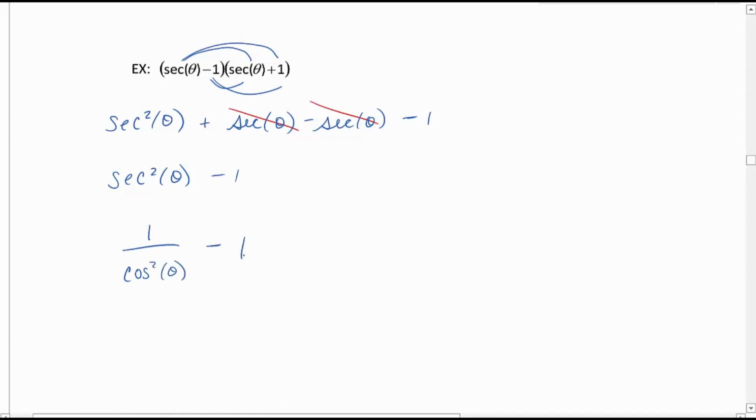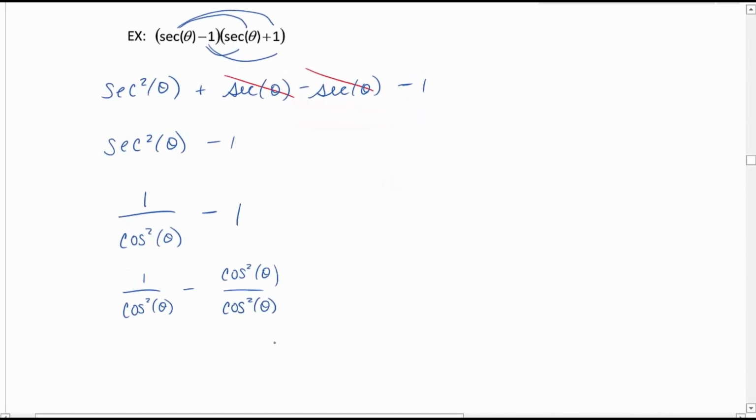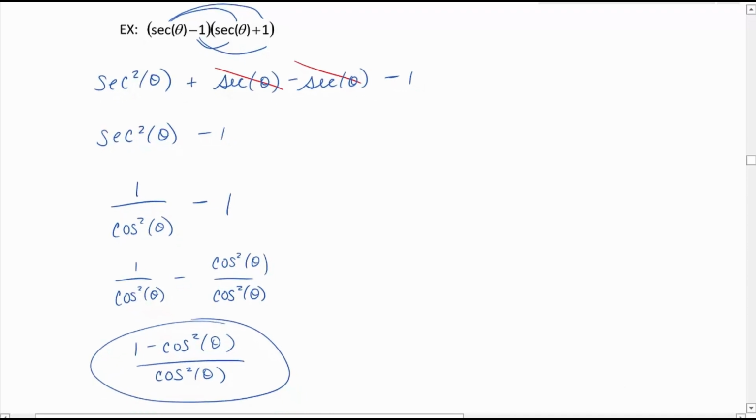And then we want to simplify by adding or subtracting these 2. So we'll have to get a common denominator of cosine squared. So this becomes minus cosine squared over cosine squared, which then gives us 1 minus cosine squared all over cosine squared. So that's one good option.